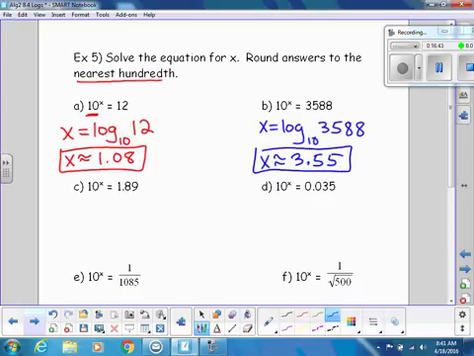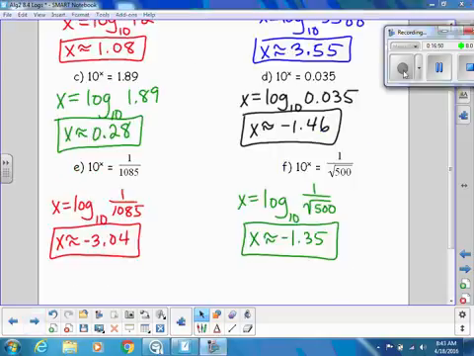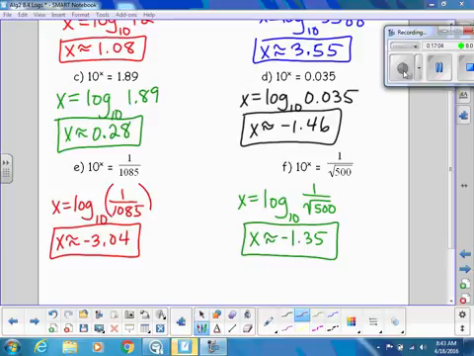Okay, so again, try those on your own and pause the video and come back and check your answers. Okay, so these should be your answers. I've boxed in my rounded answers. If you're not getting those answers, then it might be how you're typing it in. So for example, on this red problem E, if you typed in log and then you typed in 1 and then divided by 1085, depending on your calculator, it might want you to put parentheses around it.